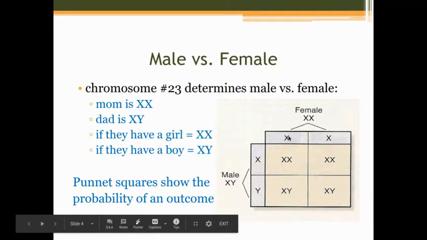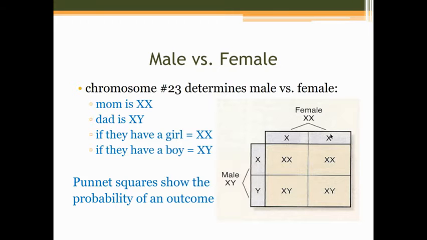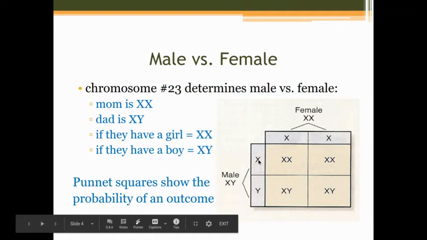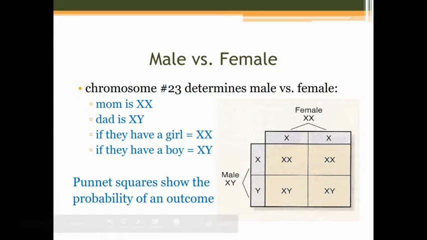So if your mom has two X's, and this is going to be important later when we start talking about sex-linked traits, mom can only contribute X's. Dad can contribute an X or a Y. So technically, your father is responsible for gender determination because only the male has two different sex chromosomes.